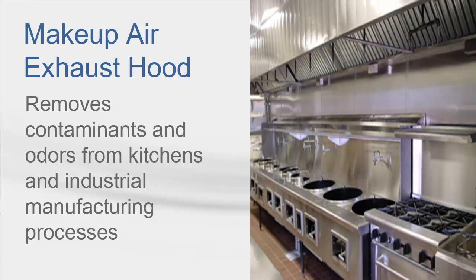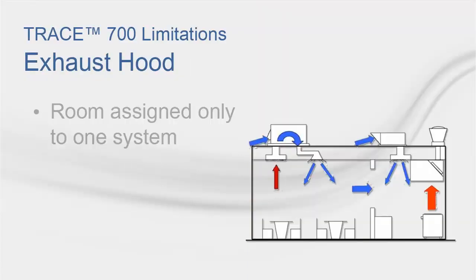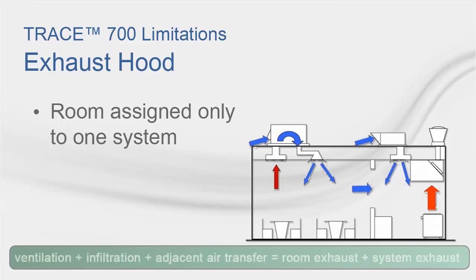I will demonstrate how to model a kitchen exhaust hood, but first must mention a limitation that must be considered in Trane 700 for exhaust hoods. Trane 700 will not allow a room to be assigned to more than one system. If the room has a cooling and/or heating supply airflow in addition to the hood, then the supply air for the hood will need to be transferred from another room. It is necessary to model the kitchen exhaust hood with transfer air to simulate the pressurization in the space.